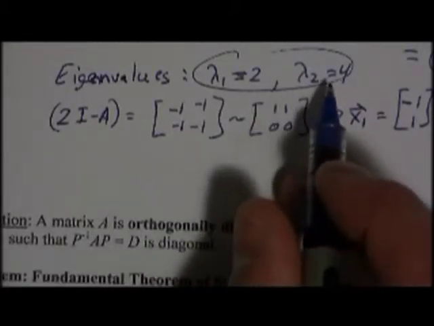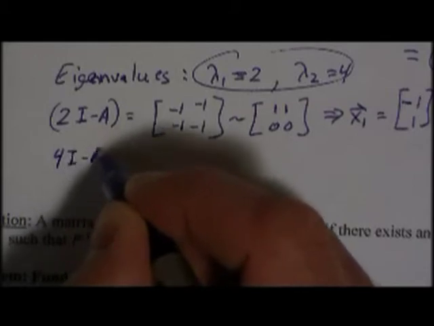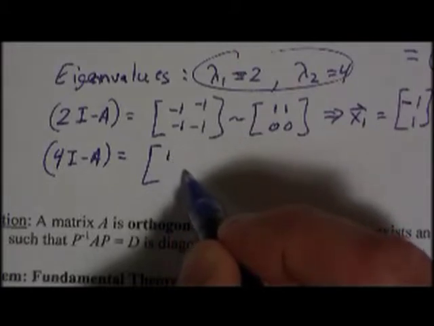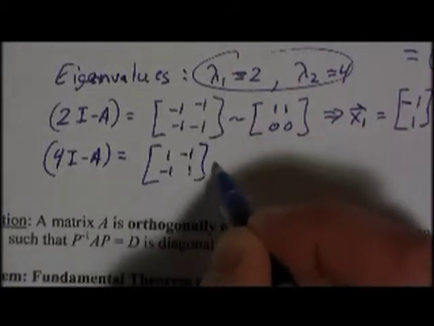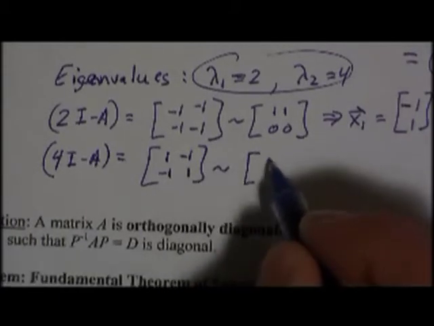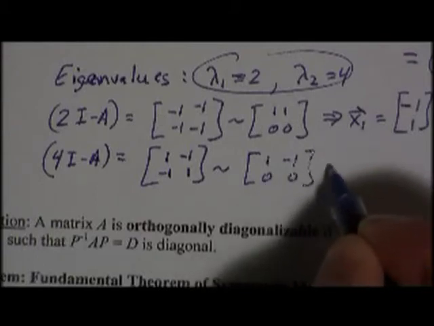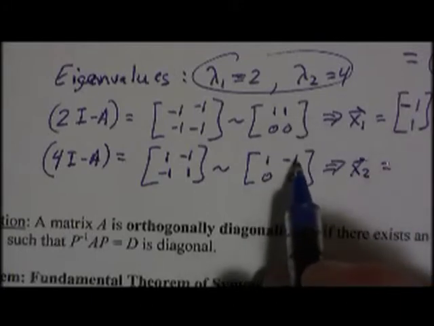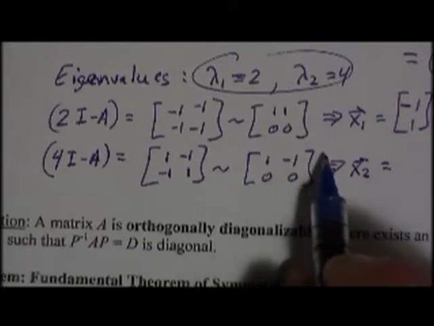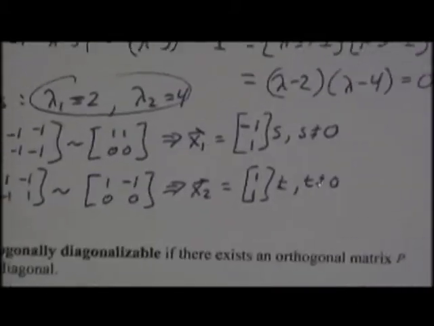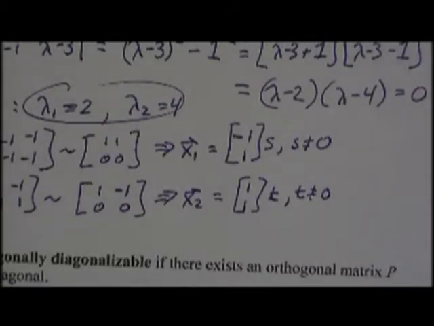And then for the other eigenvalue of 4, take 4I minus A. So I get 4 minus 3 in both main diagonal spots. Still have minus 1s over there and there. We reduce this, and I got 1, negative 1, 0, 0. Okay, so again, x2 is our free variable, x1 would be positive x2. So we get those eigenvectors.